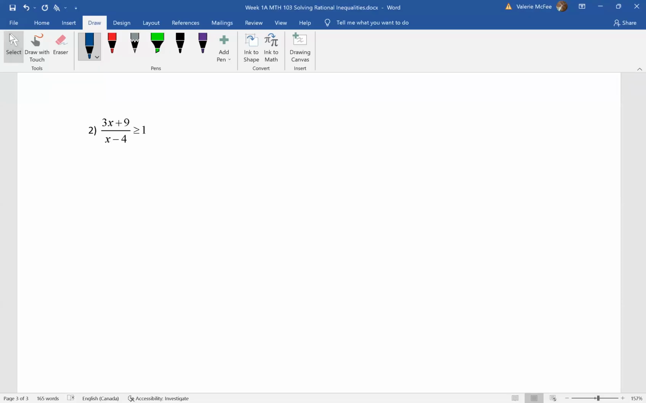Here's another example of a rational inequality. You'll notice that this one is not equal to 0. So the first thing we want to do is subtract 1 and then write over a common denominator on the left.